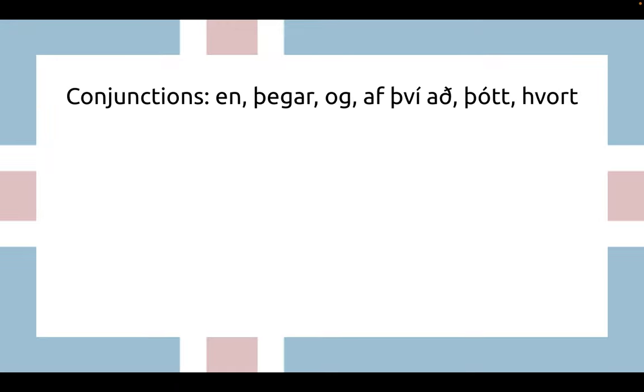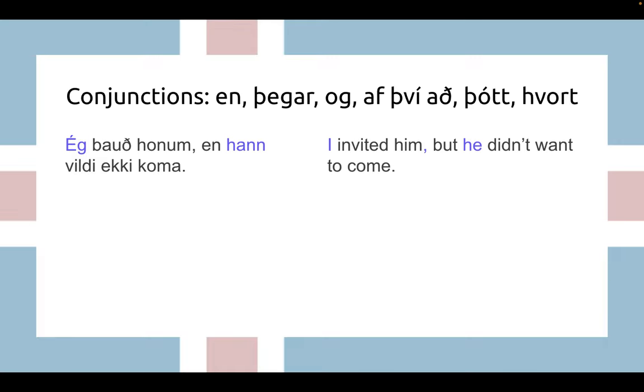Okay, here's a nice list of conjunctions. It's not a complete list, but it's some other situations where you're going to use nominative, even though there are multiple phrases put together. And that's what conjunctions really do. They connect two ideas. So, en, that means but. Ég bauð honum en hann vildi ekki koma. I invited him, but he didn't want to come.